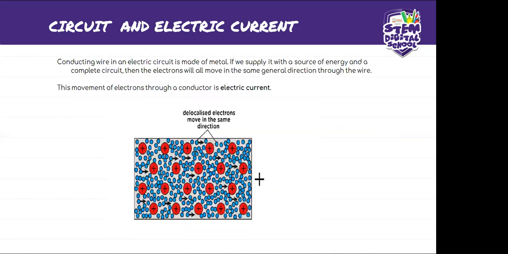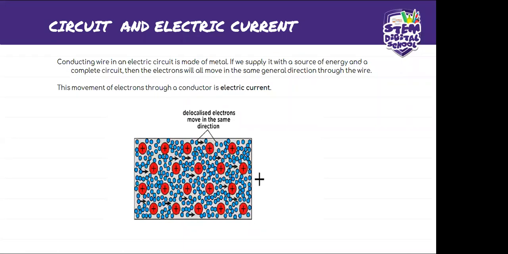All right, let's move on to conducting wire. Conducting wire in an electrical circuit is made of what? Metal. So if we supply it with a source of energy and a complete circuit, then the electrons are able to move in the same general direction throughout the wire. The movement of electrons through a conductor is then known as what? Electric current. So here you see that the charges are moving in a certain direction.